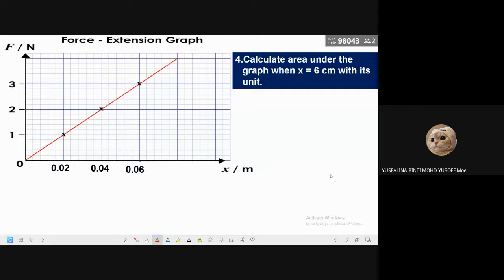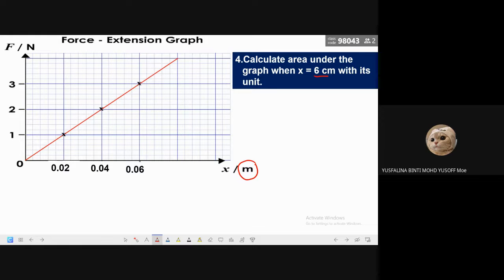So here that one is the gradient. Now, how to find the area under the graph when x is 6 cm? You have to notice here the unit is in meters. If I want to change cm to meters, I just divide by 100. So you will get 0.06. They ask you what is the area under the graph when x is 0.06 meter.